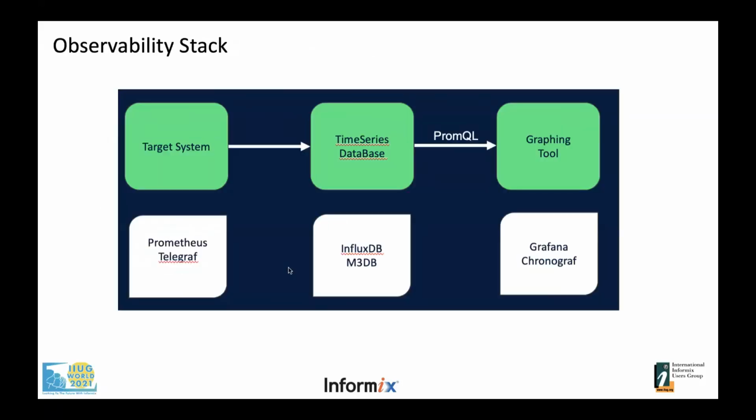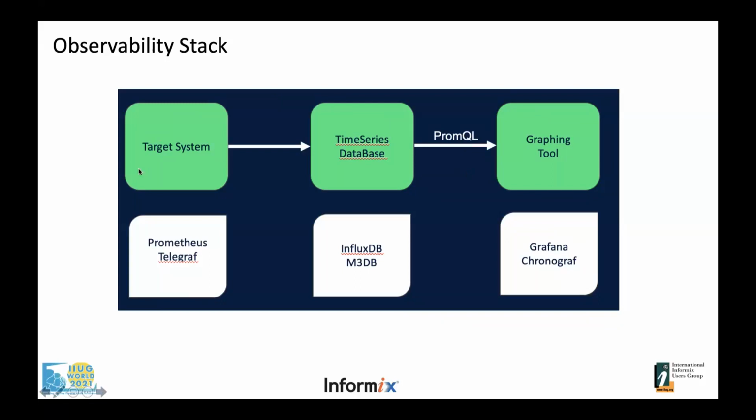So basically, the observability stack comprises three items: the target system that we are monitoring, the time series database, wherein we store all our metrics, and the third would be a graphing tool, which takes the data from the time series database and plots it with the help of PromQL.